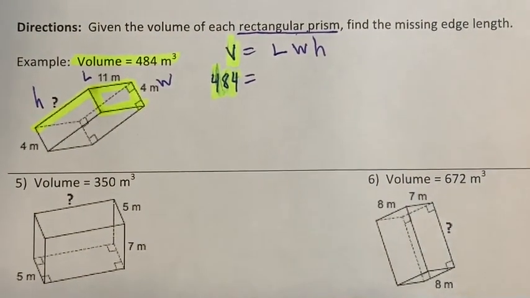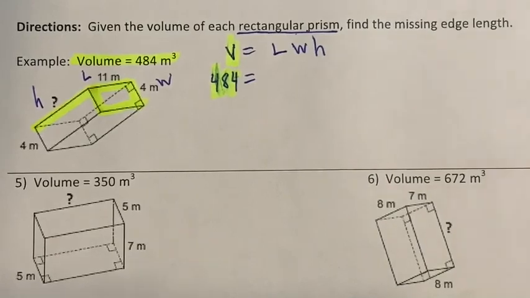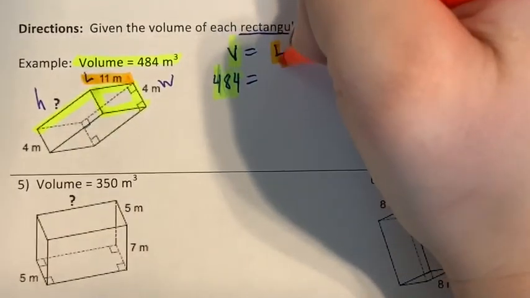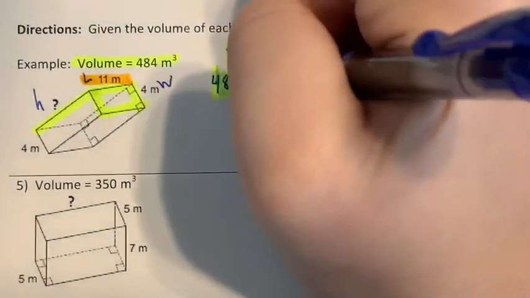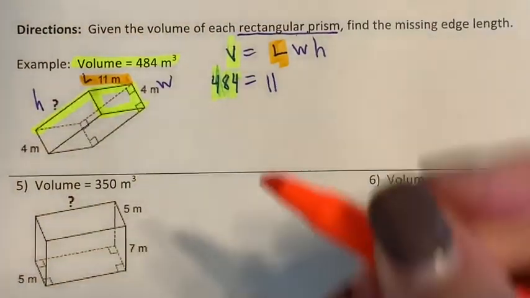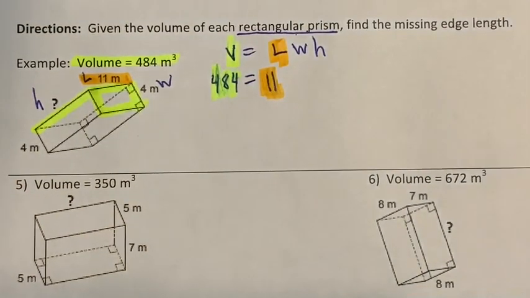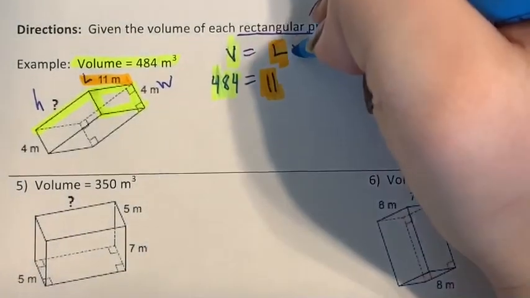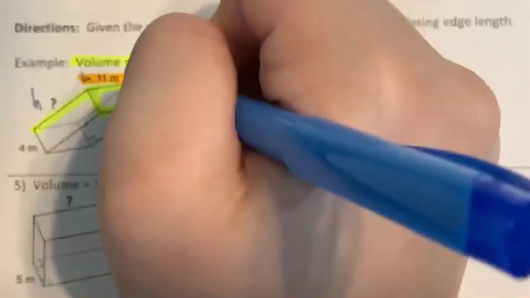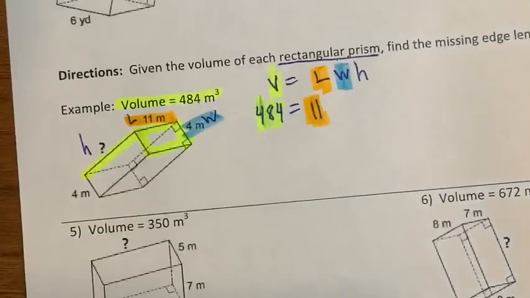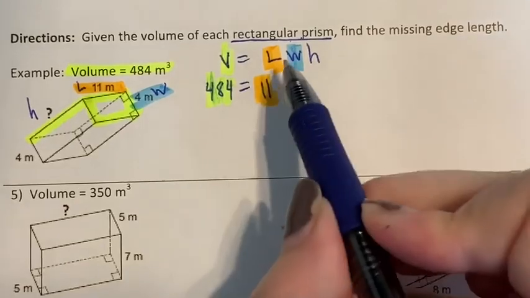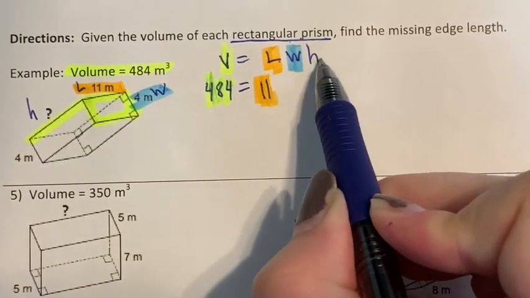Equals my length. If I refer to the figure, my length here I labeled as 11 meters. So plug in 11 for our length. My width, I labeled in the figure as 4 meters, so I can plug in 4 for my width.